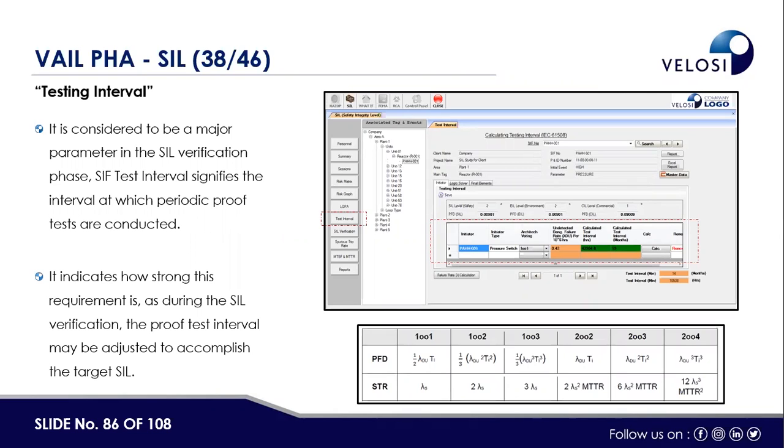SIF test interval signifies the interval at which periodic proof tests are conducted. It indicates how strong this requirement is, as during the SIL verification, the proof test interval may be adjusted to accomplish the target SIL. So we have calculated the PFD of that particular sensor or loop. With the help of this formula, we can calculate the testing interval. The testing interval will be equal to PFD multiplied by 2 divided by the undetected failure rate.